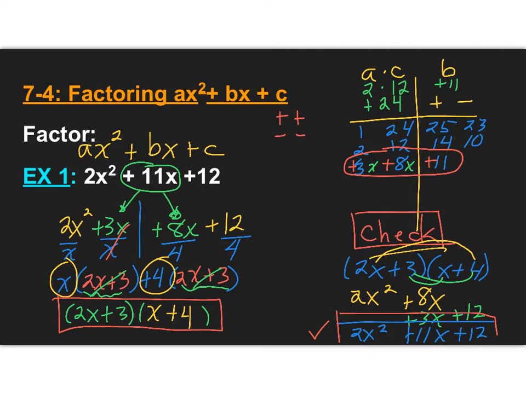So we started with 2x squared. Here's our 2x squared. 11x, here's our 11x. 12, here's our 12. So 2x plus 3 times x plus 4 does indeed give me this. All right, next problem.